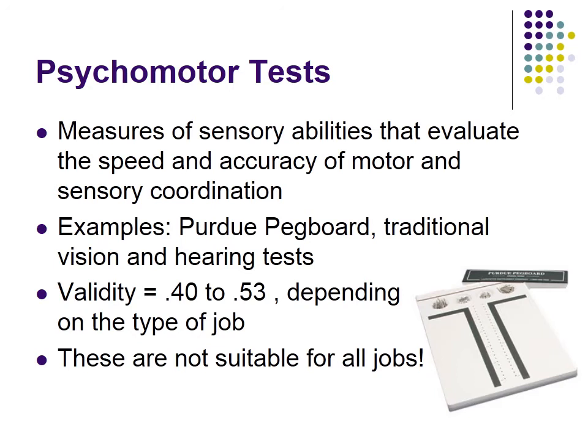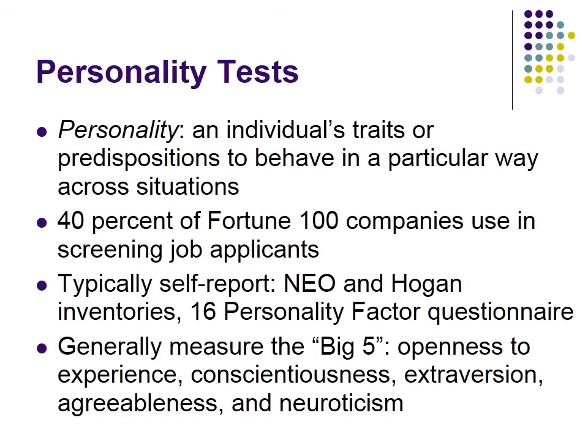So again, this shows hand-eye coordination, and some jobs require hand-eye coordination, and this would be a good predictor for it. Again, going back to the example of a driving test, when you go in to get your driver's license, when you're given a vision test and a hearing test, those are psychomotor tests. So the validity, again, is fairly high when used in isolation, 0.4 to 0.53, but again, it depends on the type of job. So if you give someone a hearing test for a job that involves no hearing whatsoever as far as their performance, there's going to be no relationship between these two. So therefore, these are not suitable for all jobs.